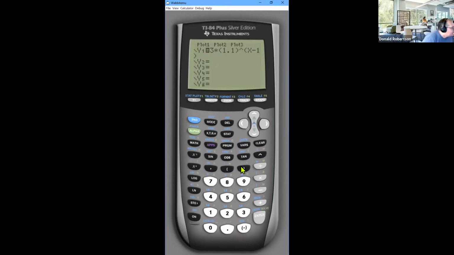And if I now go to table setup and I start at 0 and I go up in 1s, which is already set up, I can now do second table. And we want to start at 1. So the first answer is 3.3. Then 3.63. Then 3.993. And last but not least, 4.3923.